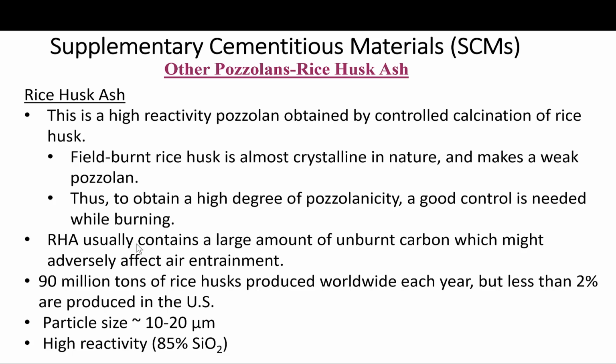Okay, the particle size is between 10 and 20 microns, also higher than the silica fume and the metakaolin, but nonetheless still considered fine. It's very reactive, or highly reactive, about 85% SiO2. So if it is prepared and produced with controlled burning, then it is a good material.